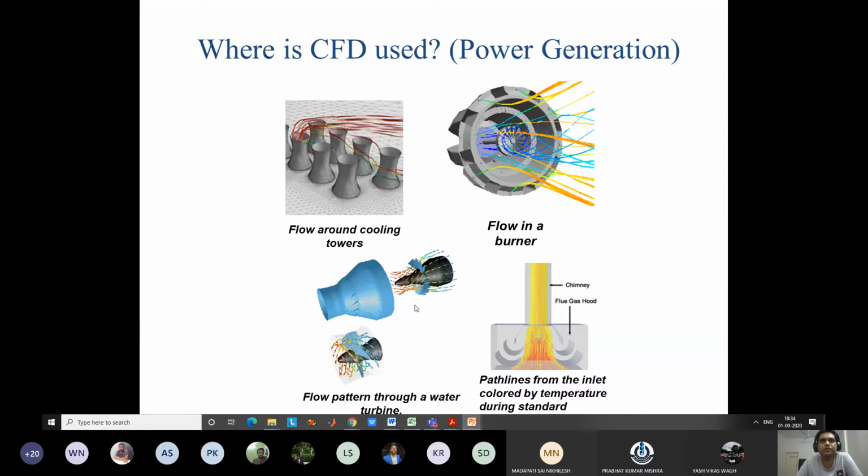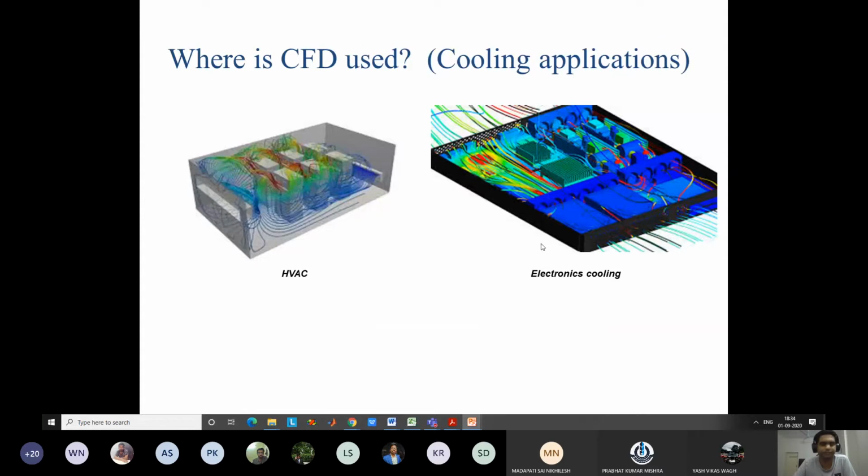Then wind turbines. Wind turbines have become very important nowadays. A lot of companies are working on wind turbines. So how the power is generated in the wind turbine, how the flow occurs over the wind turbine blades. Other things like how the gas goes out from the furnace through the chimney. So a lot of aspects are there for CFD application in power generation.